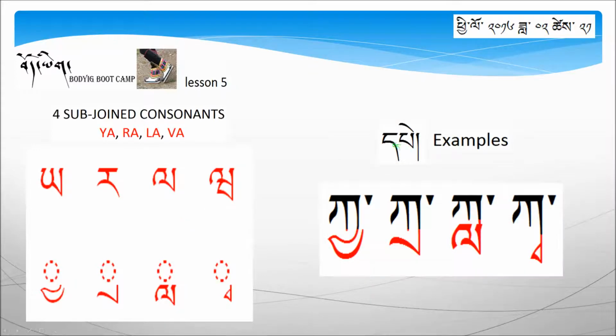As an example, pe means example. The examples we have here are the letter ka with the 4 subjoined consonants attached. This is ka with ya attached, ka with ra attached, ka with la attached, and ka with the wasur attached. Sur means one side or part of the letter wa. It's using one side of the letter wa, so that's why this is called wasur.